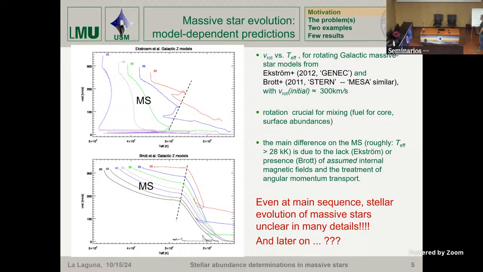Since rotation, as I will show you, is crucial for the mixing in stars, you can imagine, of course, that the predicted surface abundances of these models are quite different. And therefore, this needs to be tested. Of course, maybe the truth is just in the middle, but we have to test this.